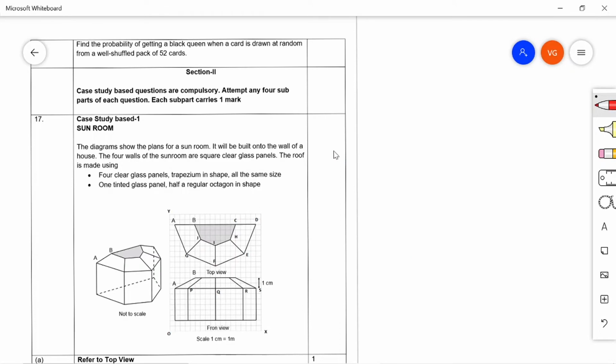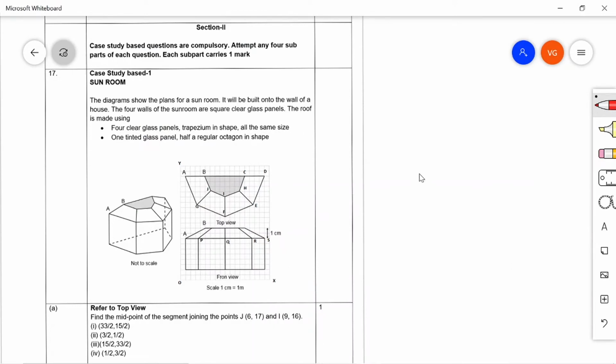The last question in section 1 of part A, you have an internal choice 16 question, that is, find the probability of getting a black queen when a card is drawn at random from a well shuffled pack of 52 cards. So this is again simple. 2 black queens will be there in a deck of cards. So 2 by 52, that is nothing but 1 by 26 is the answer for this question. So directly you will get 1 mark for this question.